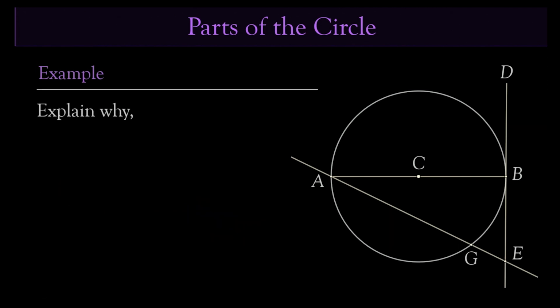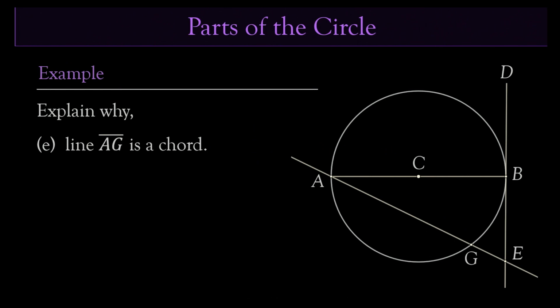Next, explain why the line AG is a chord. Now we are talking AG and not AE. So the line AG is a chord. We've said this several times now. Pause the video and try it out.